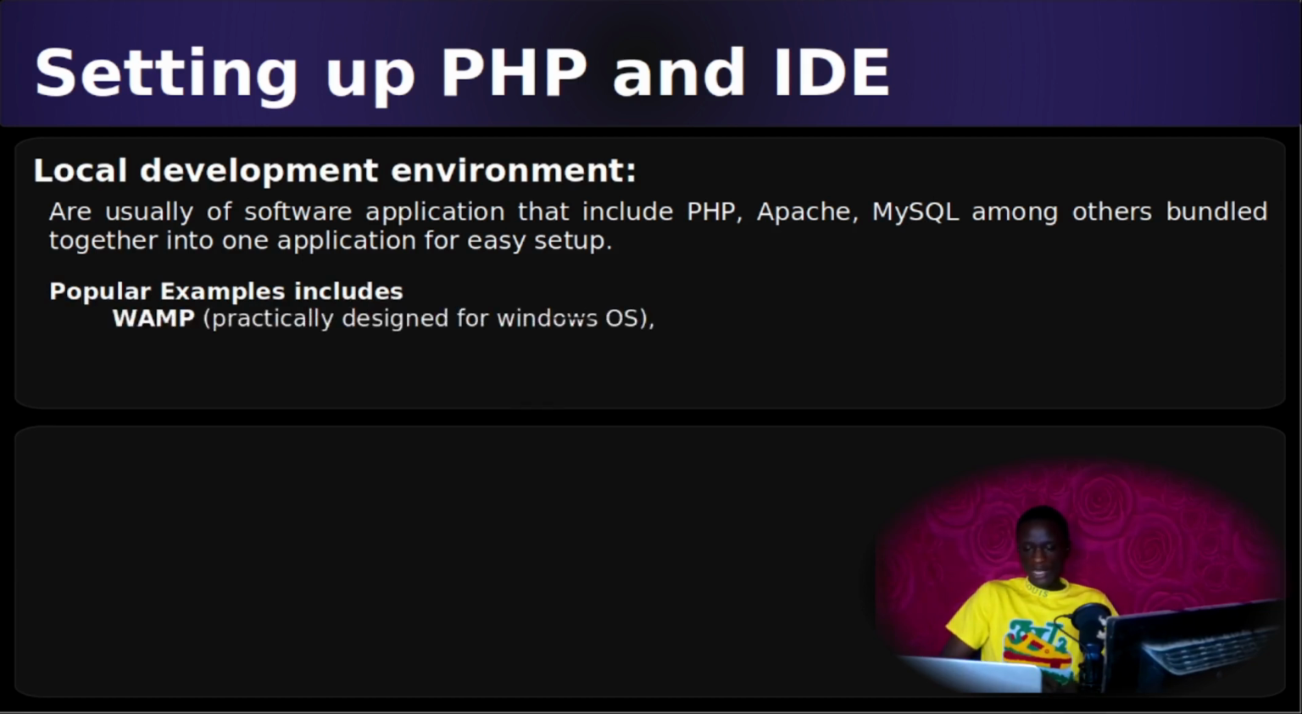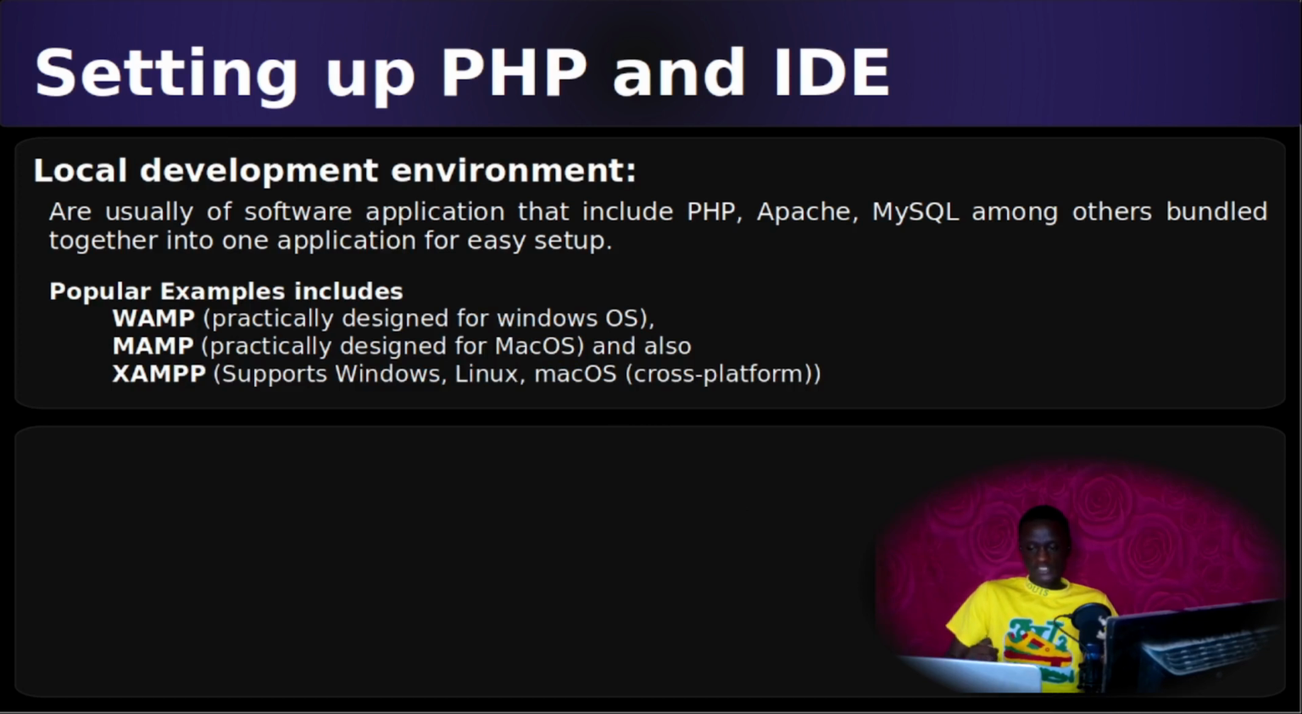Popular examples of this local development software include WAMP, which is designed for Windows operating systems. We also have MAMP, which is designed for the Mac operating system. And we have XAMPP, which supports Windows, Linux, and Mac, more like a cross-platform local development environment. Of course, I will recommend XAMPP since it is cross-platform. All you need to do after installing XAMPP is to ensure that PHP is properly integrated and configured.